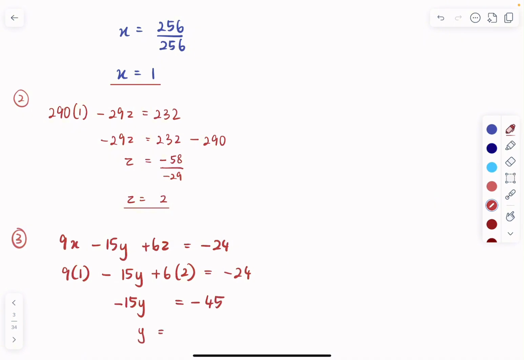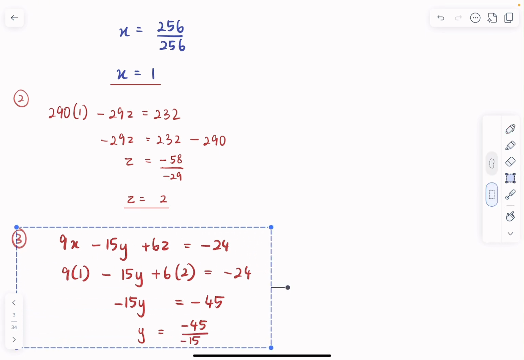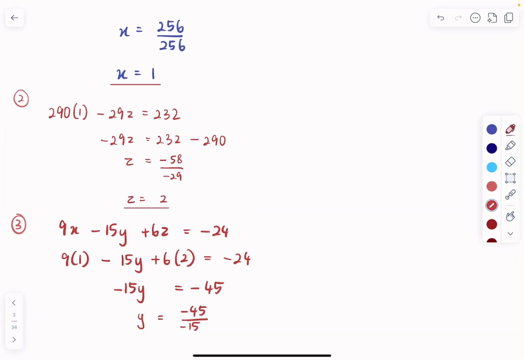Therefore, y will equal negative 45 over negative 15, which is just 3. Okay, that's it. So to conclude our final answer, you can say x equals 1, y equals 3, and z equals 2.